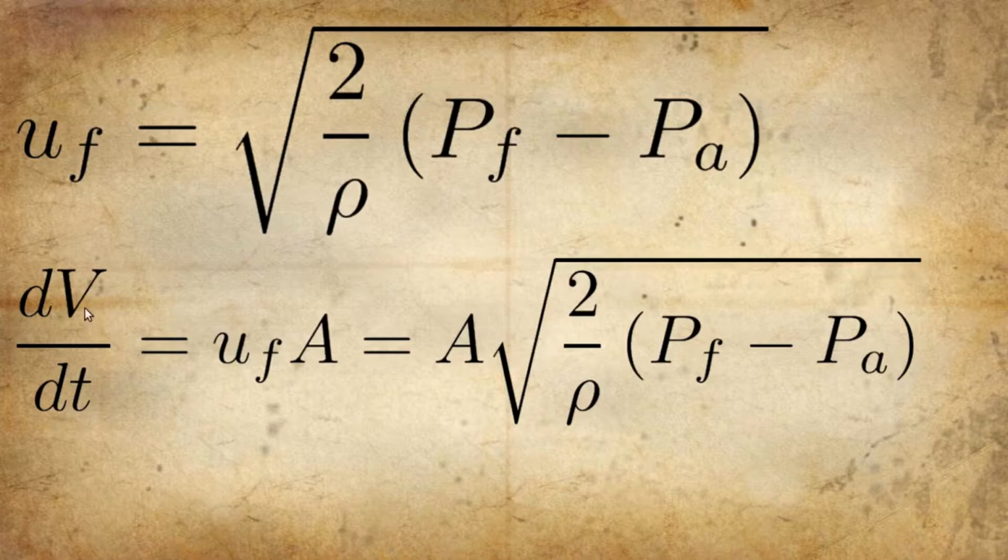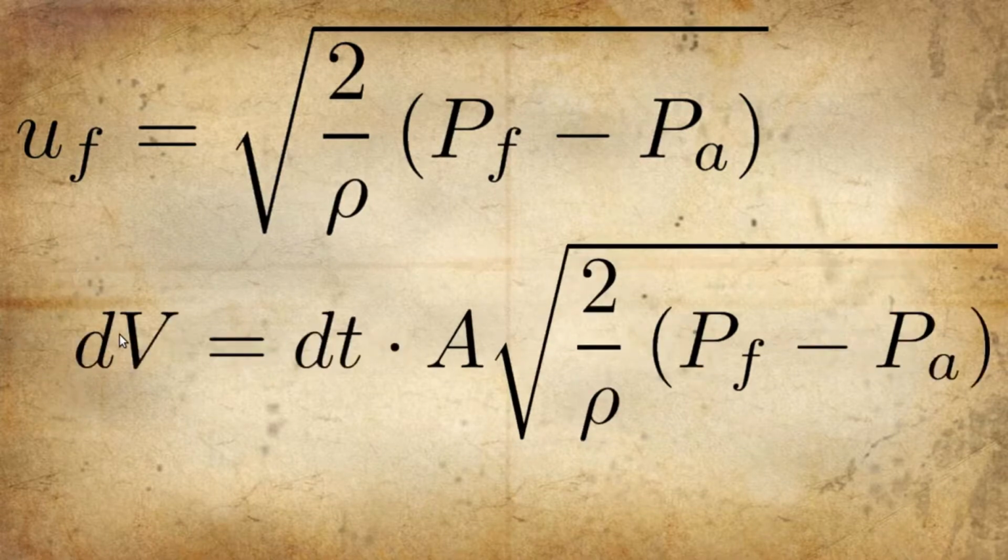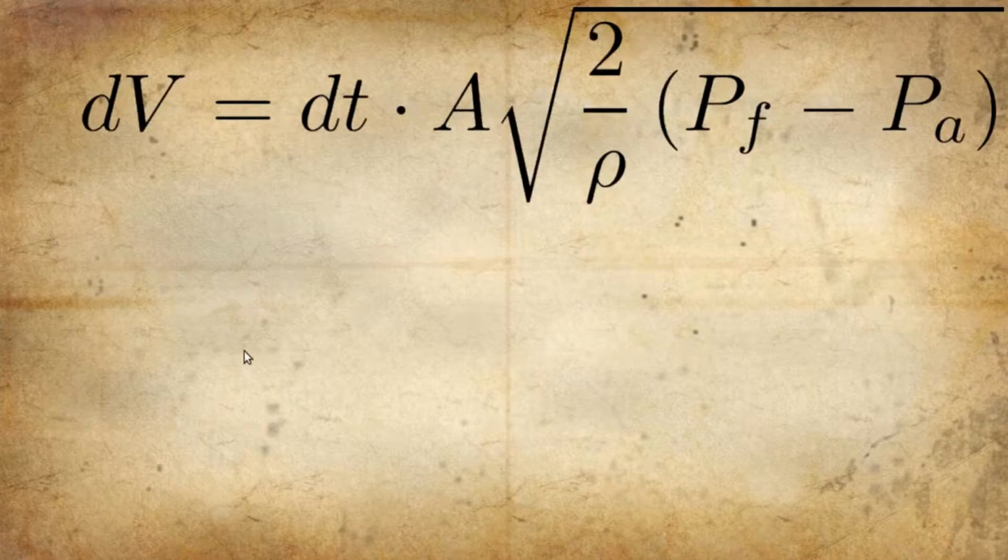So we know the rate of change of volume. We could just multiply both sides by dt to get the actual change in volume per step if we advance this equation in a code. So that's going to look like dV is just dt times the area of the nozzle. This is not the cross-sectional area of the whole rocket, but just the nozzle, times the square root of 2 over the density times the gauge pressure.